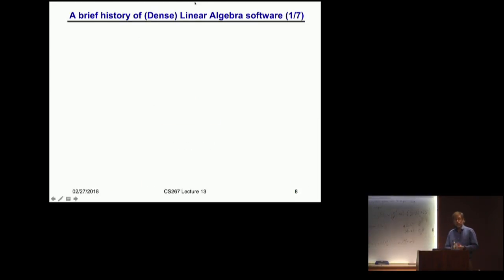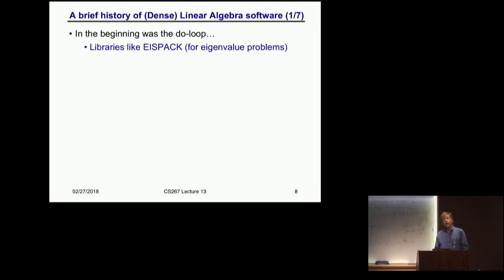Okay, so let me give you a little history of linear algebra software and how we've gotten to the state we are today. The reason to talk about this old stuff is it's still all there, and it's still available as building blocks. So, well, maybe not the first one. In the beginning was the do loop. That's going back to ancient history in the 1960s. And that was enough to write the first library that was ever used. Here it was called EISPACK, which was for eigenvalue problems.